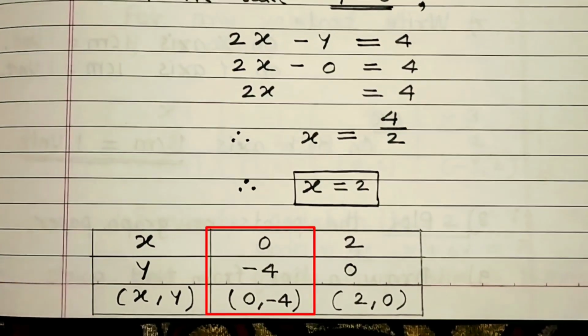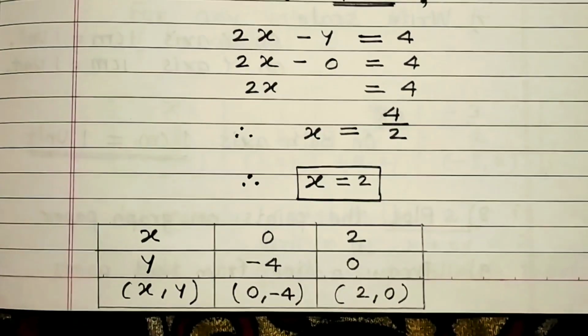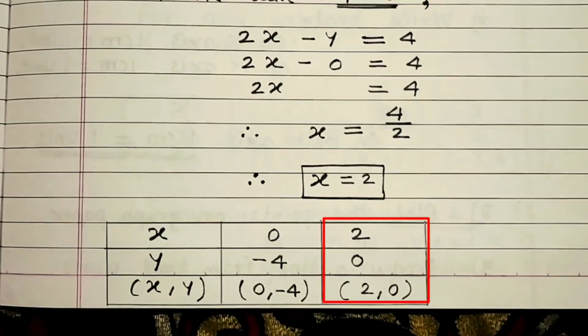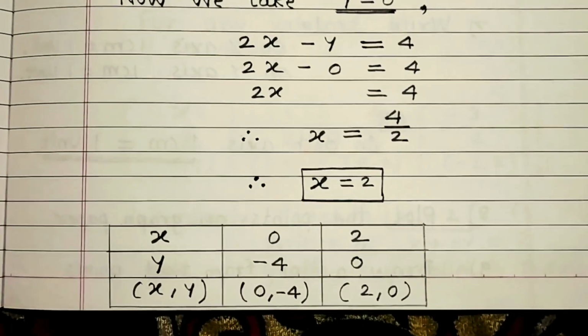(x, y) is (0, minus 4). When x is equal to 2, then y is equal to 0. (x, y) is (2, 0).